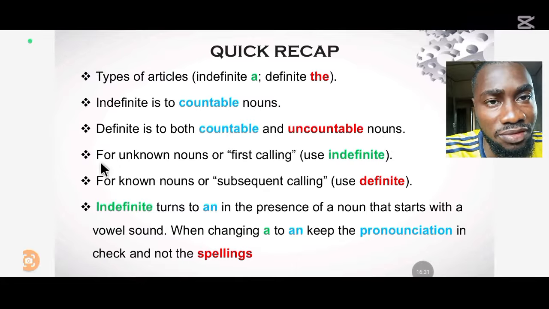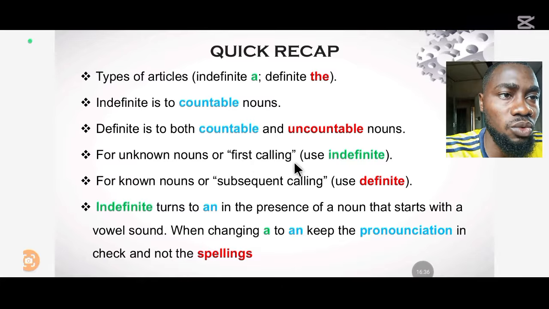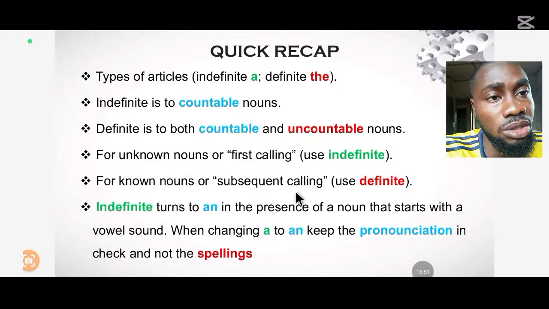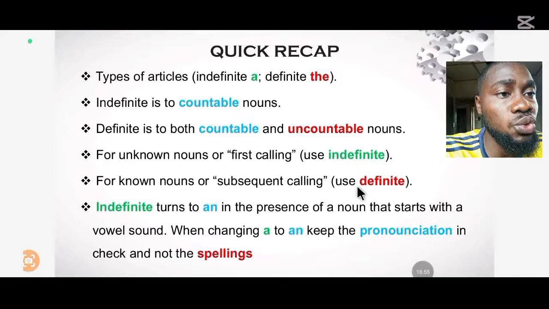Take note of that. For unknown nouns or first calling, where you are calling something for the first time, you use what? The indefinite article, which is "a". For known nouns or subsequent calling, when you are calling it for the second time in a sentence, in a conversation, in a statement, or in writing, use the definite article, which is "the".